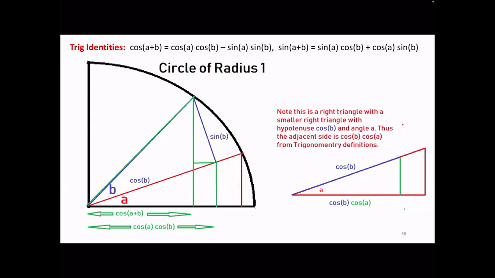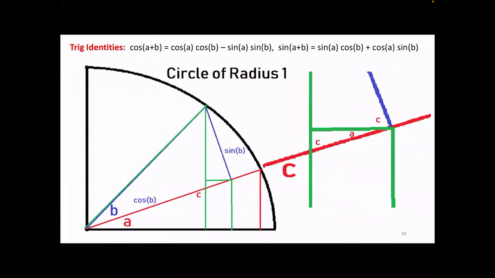And so now I just start playing these games and I start looking at my triangles and try to figure out what the different hypotenuses are, what the different angles are. So if we look at our red triangle, we've got that green line right where the sine of b hits. We know the hypotenuse is cosine of b. The angle is a. So the length of the horizontal adjacent side is just the hypotenuse, cosine of b, times the cosine of the angle, which is a, which is cosine of a. So we know the long thing down there is just cosine a, cosine b.